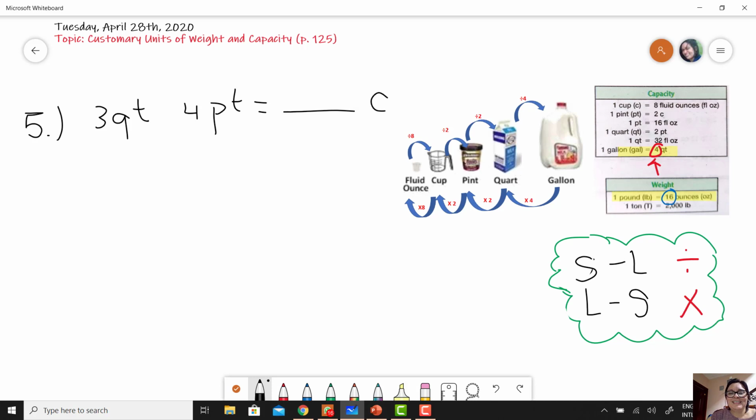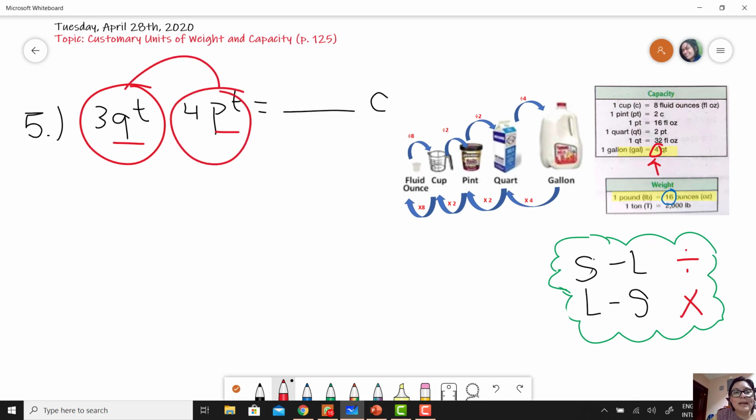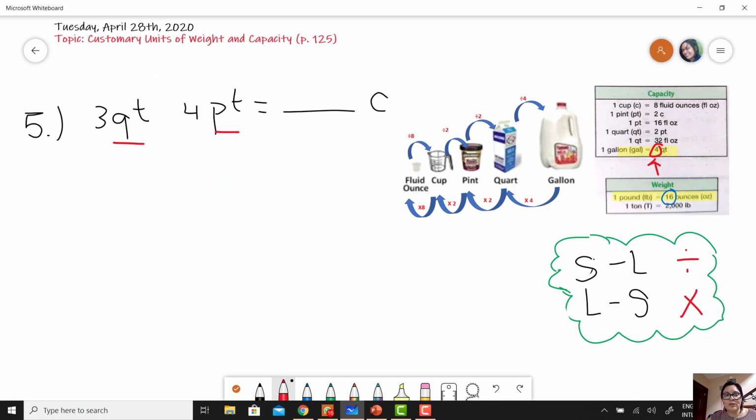But it's easier if we have either quarts or pints, but not both of them. So we have to change these quarts to pints or these pints to quarts. Which one can be better? And then we have to change them to cups because we cannot have the two of them.